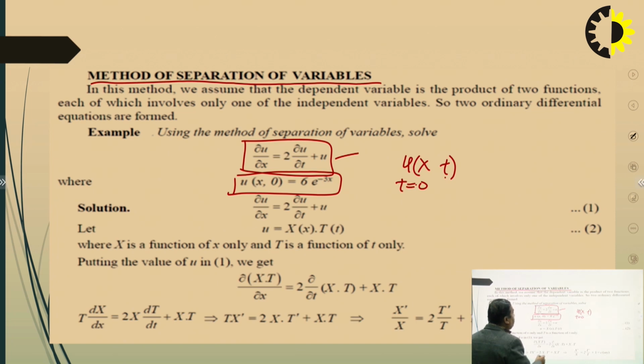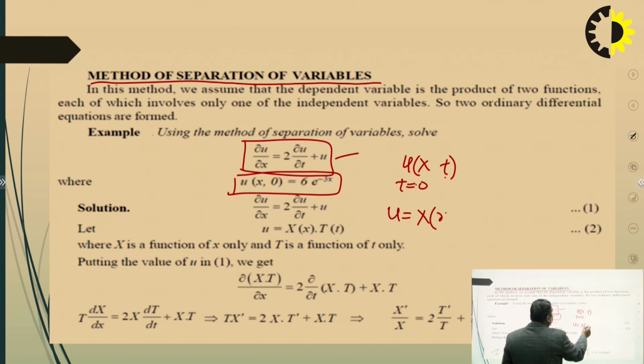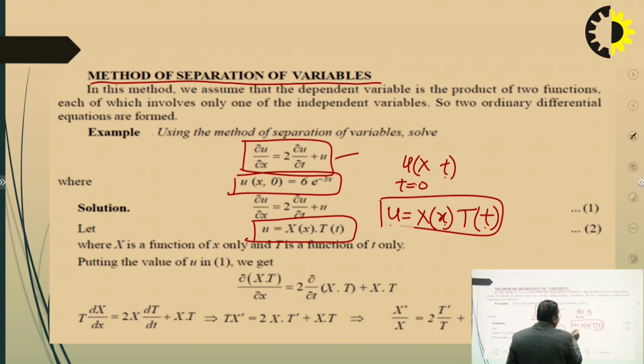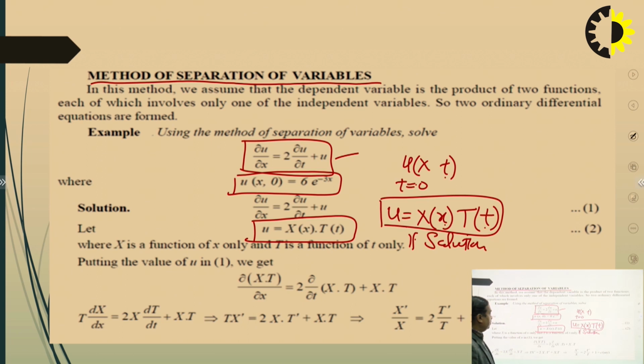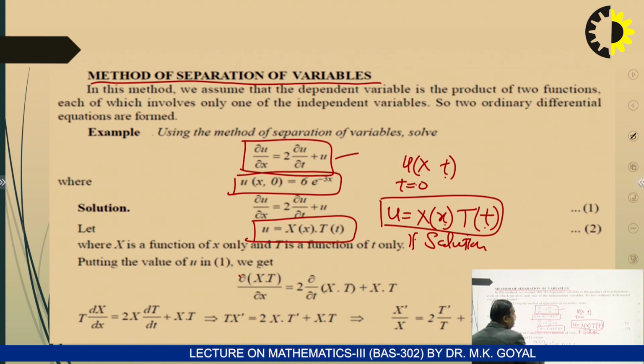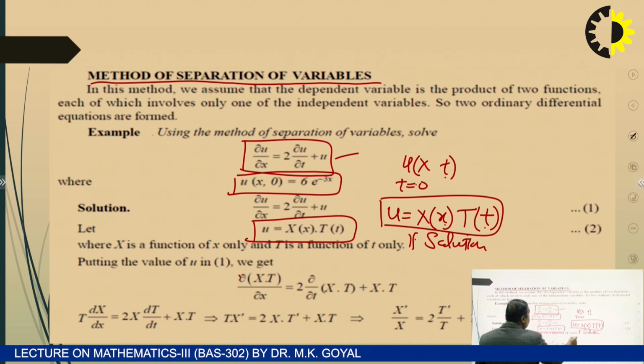Now let us take u as a function of x and t, that is, u equals X, a function of small x, times T, a function of small t. If it is the trial solution, then it must satisfy our differential equation. So we have to substitute this value in the equation: del u over del x equals twice del u over del t plus u, with u equal to XT.